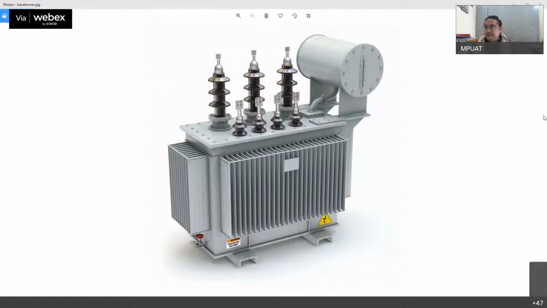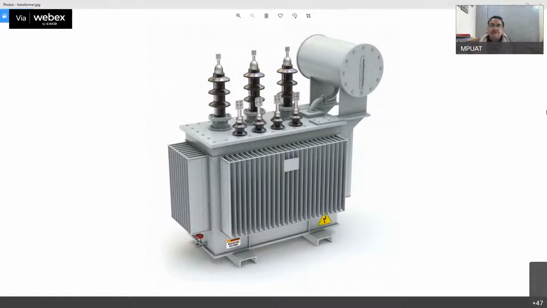Somebody says a device that transfers electrical energy from an alternating current circuit to either increase or reduce voltage. Very good. Aditya says it transfers electrical energy from an alternating circuit. So many people are giving definitions. I will come to the definition.